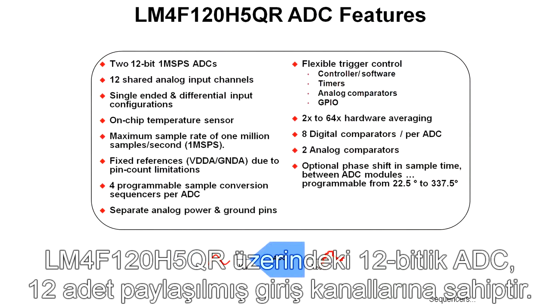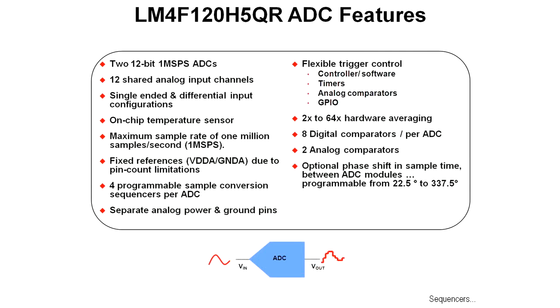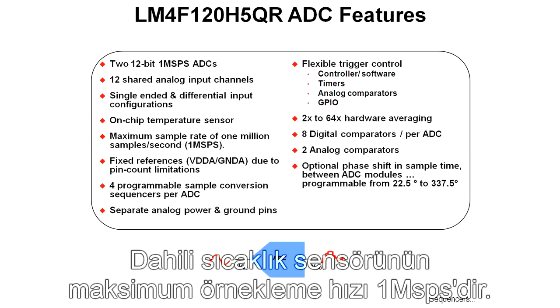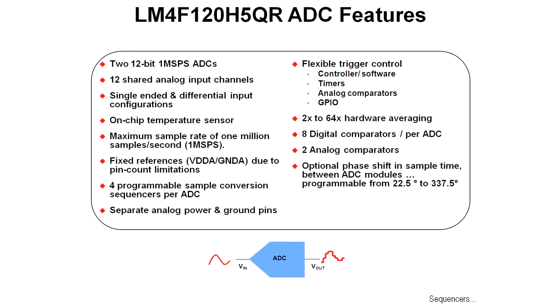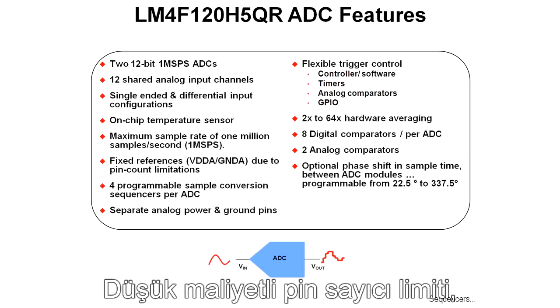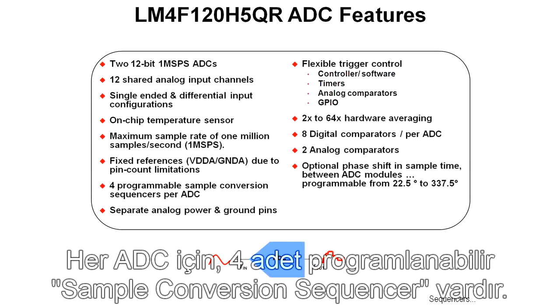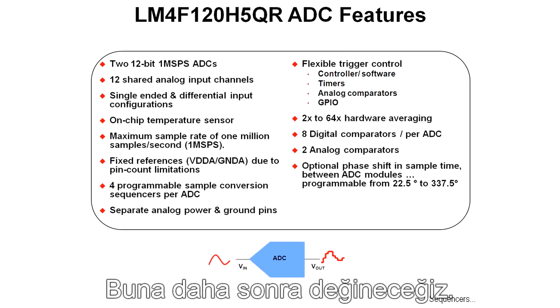The ADC features on the LM4F120H5QR are two 12-bit, 1 megasample per second ADCs with 12 shared analog input channels. Those inputs can be single-ended and differential. There is an on-chip temperature sensor. The maximum sample rate is 1 megasample per second. Due to the low-cost nature of the device and the pin count limitation, there's a fixed reference between the analog voltage and ground. There are 4 programmable sample conversion sequencers per ADC that we'll deal with on the next slide.